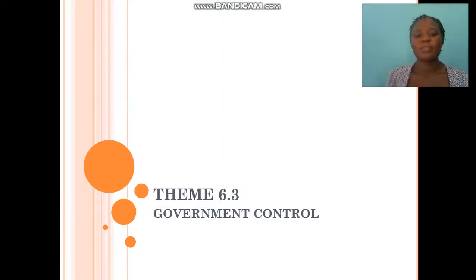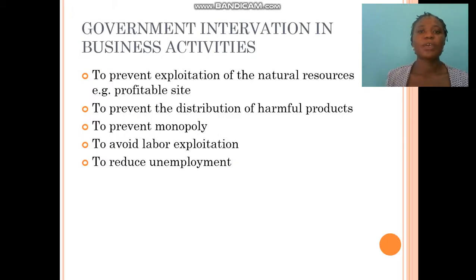Following on to SIM 6.3, it's a sub-theme, part of SIM 6 itself, which is government control. In government control, we look at why the government intervenes in business activities: to prevent exploitation of natural resources, a good example being profitable sites such as the riverside in our national parks, and to prevent the distribution of harmful products, to prevent monopoly, to avoid labor exploitation, and to reduce unemployment, okay?